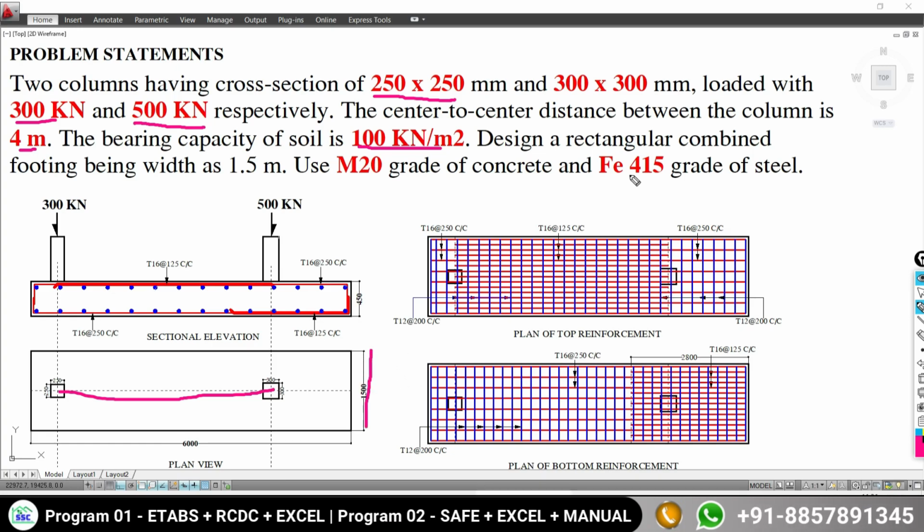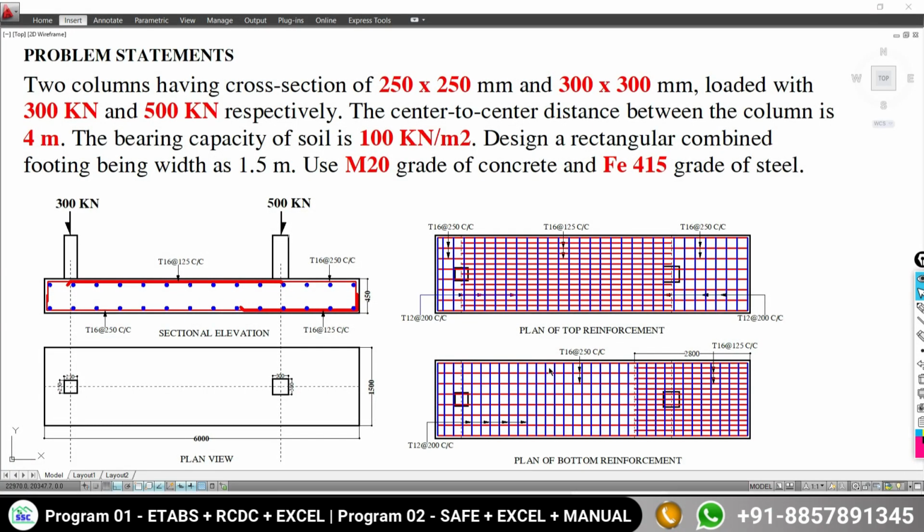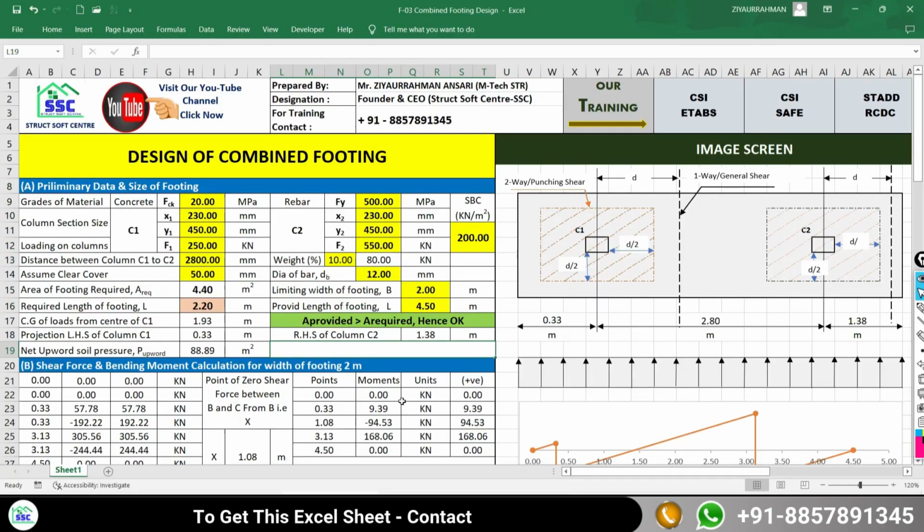The materials that we have to use for the design of this combined foundation are M20 grade of concrete and Fe415 grade of steel. Now we have to design this combined foundation by using this spreadsheet. So we are going to complete this design in a few important steps.